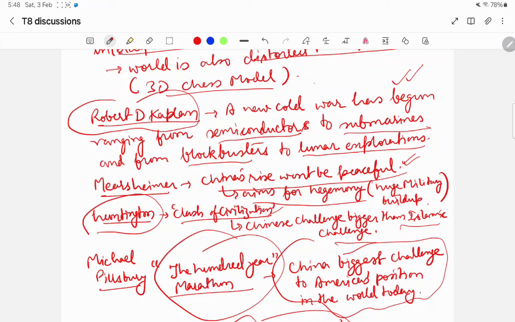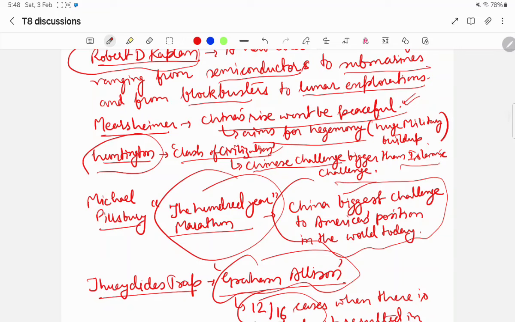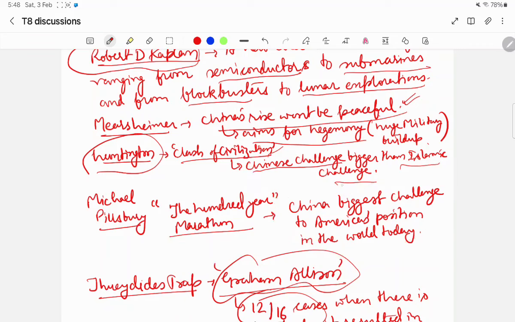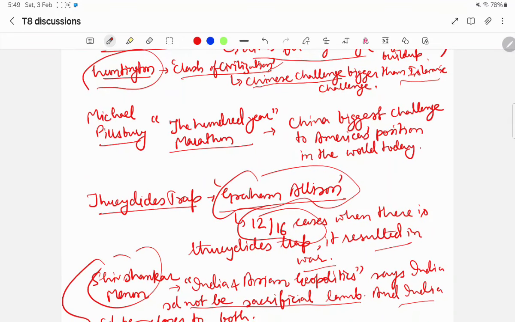And Huntington has given the theory of clash of civilizations. And in this clash of civilizations, he puts the Chinese challenge above the Islamic challenge. Then there is Michael Pillsbury, who in his book The 100 Years Marathon says that China is the biggest challenge to the American position in the world today. These are important lines given by important people in their books. So you can deduce from this. You can write this: Thucydides' trap. After studying Thucydides' trap, Graham Allison says that in 12 of the 16 cases of Thucydides' trap, it resulted in war. So there is much more possibility of war between Americans and the Chinese.